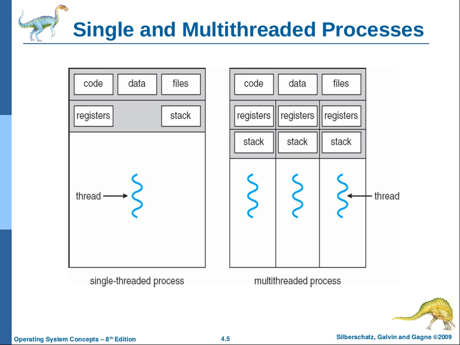Here's a good example. On the left, a single-threaded process, and on the right, a multi-threaded process. Notice that the registers and stack of each of the threads are stored in each of the threads while they share code and data.